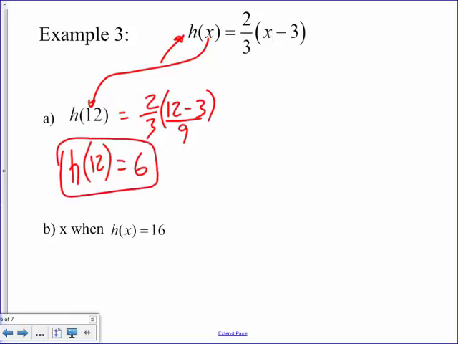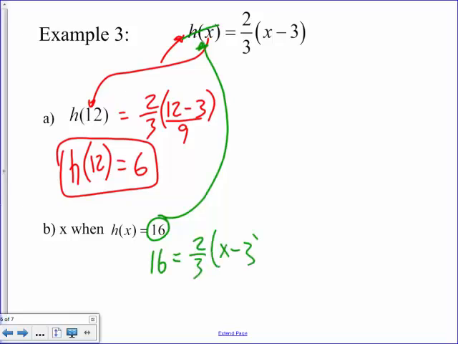Okay, then it's asking, well, what is x when h of x is 16? Remember, we take that 16 and put it in place of the h of x. So I'm going to say 16 equals 2/3 times x minus 3. Okay, so a couple ways I could do this. I could distribute the 2/3, but since it's being multiplied there, instead of doing that and making extra work, I'm just going to get rid of the 2/3.